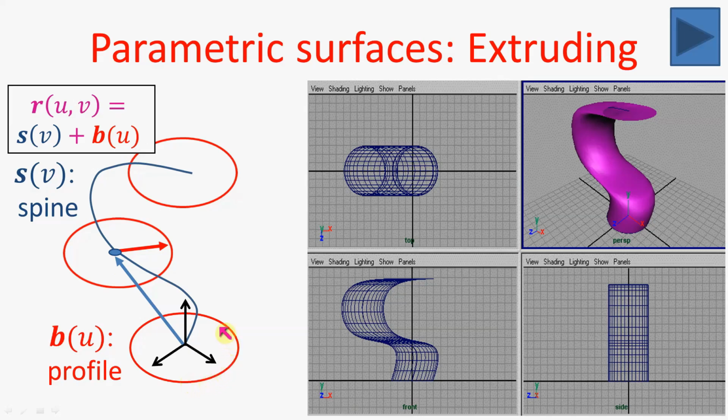For example, if the profile curve is a circle and the spine is a spline curve like this, the resulting surface would look like this. It's not so nice that the cross-section area gets smaller in these parts. It could be solved by not only translating the profile curve, but also rotating it in a way that the plane of the profile curve is always perpendicular to the tangent of the spine.